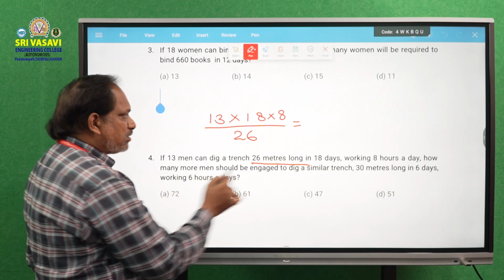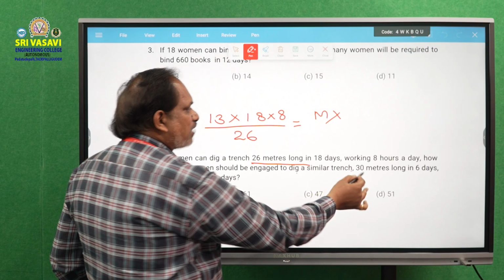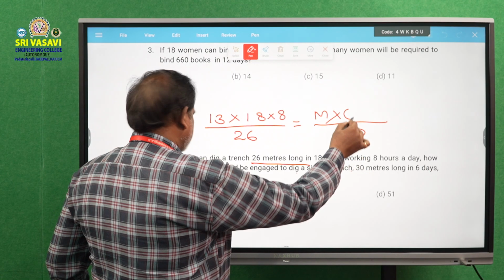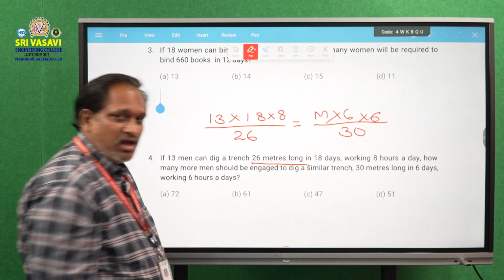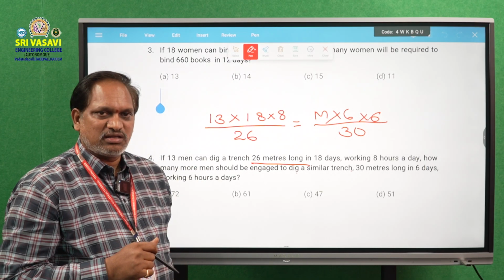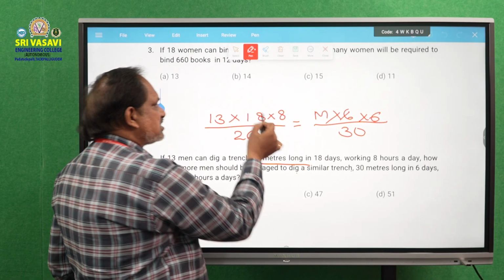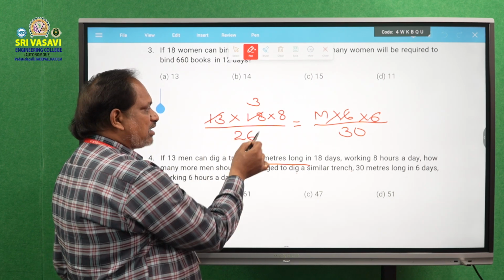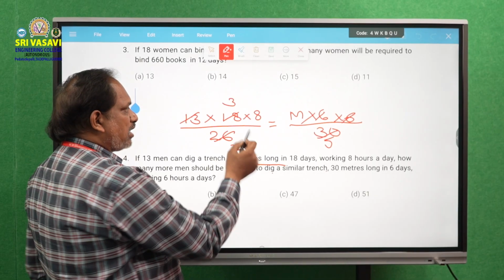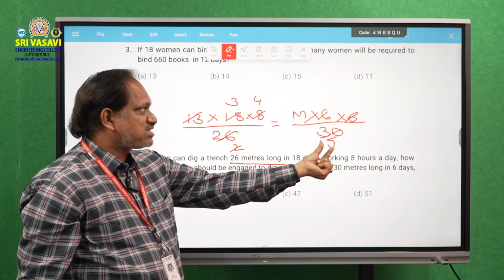How many more men should be engaged for a similar trench of 30 meters long in 6 days, working 6 hours a day? Again here I am applying the method MDH by OD. Other data should be considered in the denominator, the remaining all in the numerator. Now simple cancellation: 6 cancels here 3 times, 13 cancels here 2 times. So 6 cancels here 5 times. Next, 2 cancels here 4 times. 3 4s are 12, 12 5s are 60.